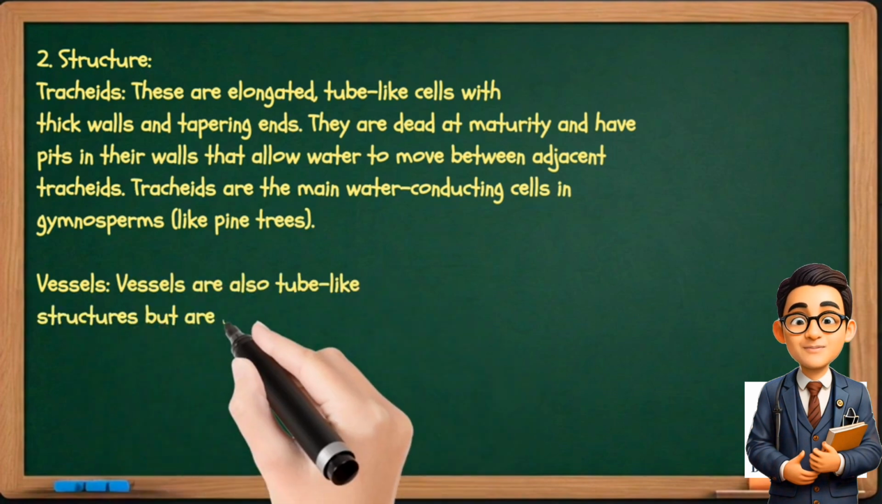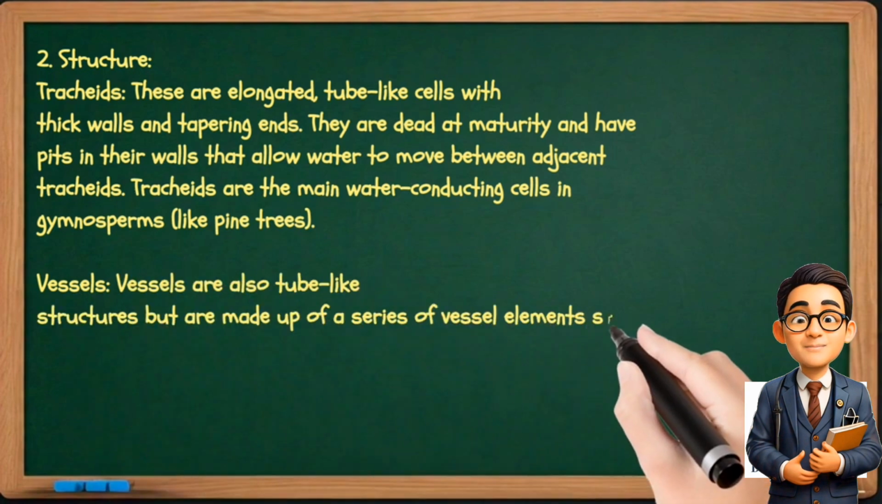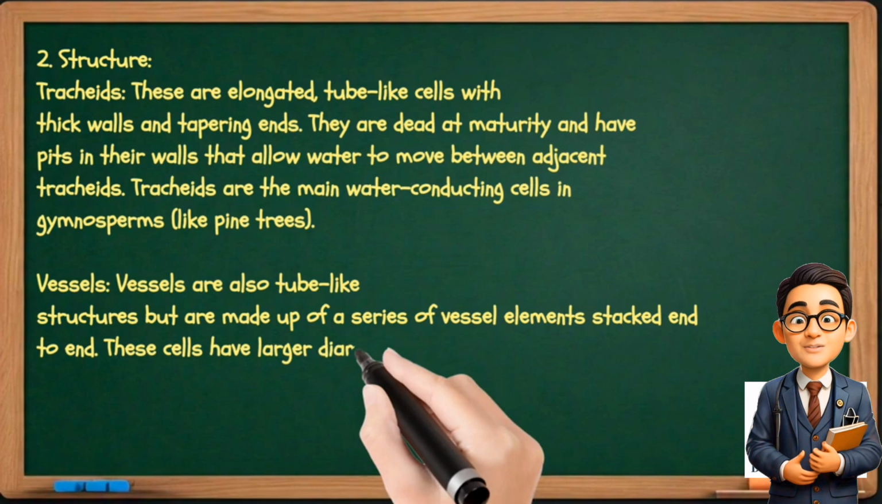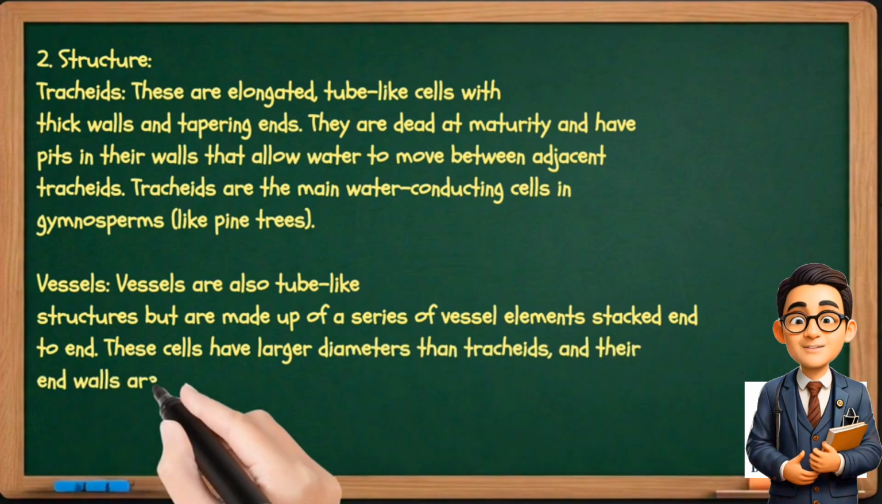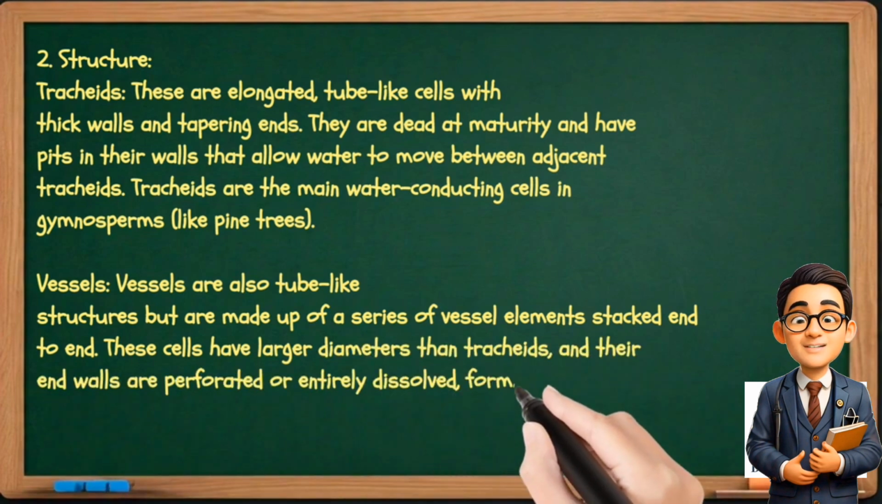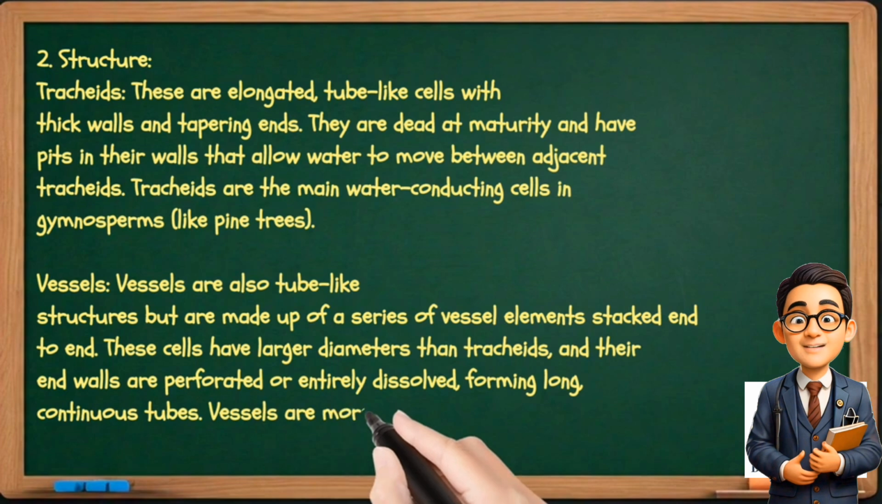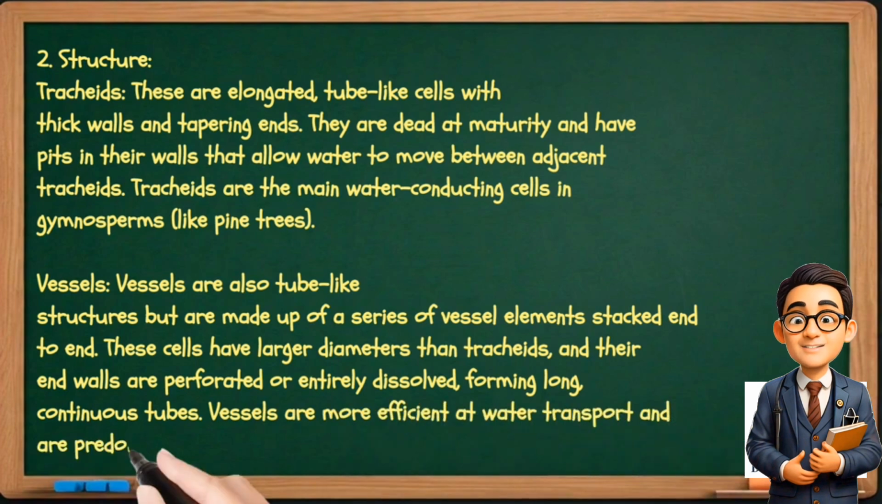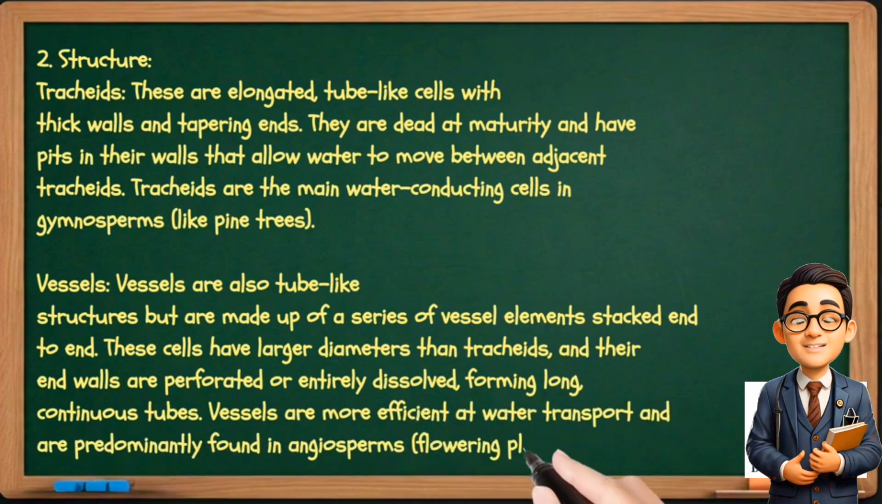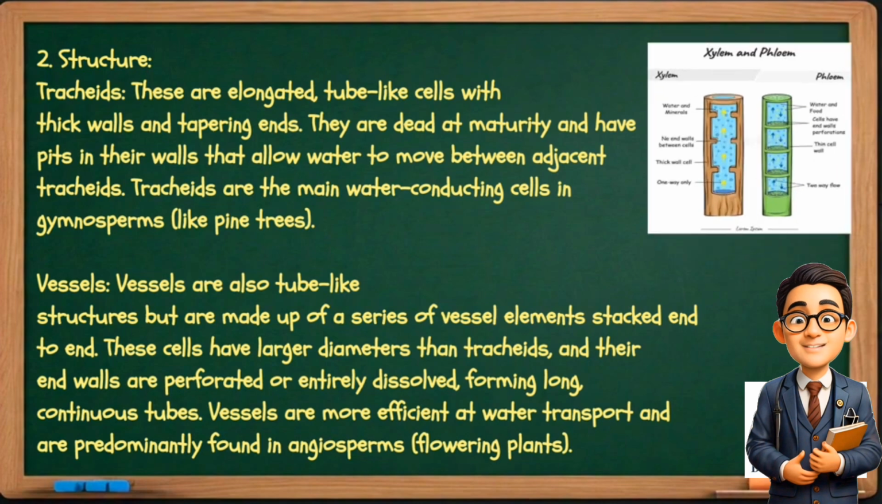Vessels. Vessels are also tube-like structures, but are made up of a series of vessel elements stacked end to end. These cells have larger diameters than tracheids, and their end walls are perforated or entirely dissolved, forming long, continuous tubes. Vessels are more efficient at water transport and are predominantly found in angiosperms, flowering plants.